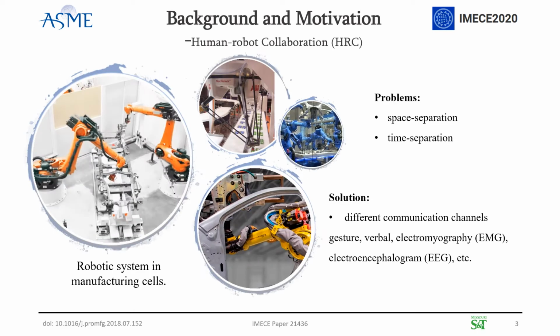Currently, in view of the flexible automation in industry, human-robotic collaboration systems become one of the promising solutions. However, in the application of human-robotic collaboration, space separation and time separation of human workers and robots result in low productivity. To improve this situation, different communication channels were used, including gesture, verbal, EMG, and EEG signals.